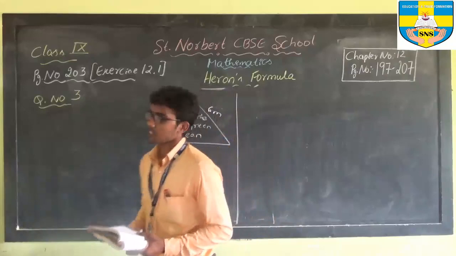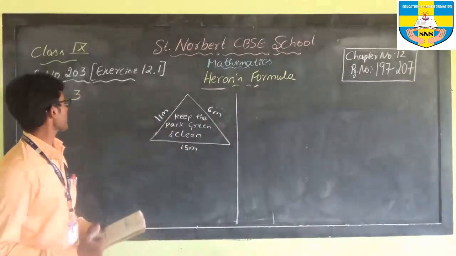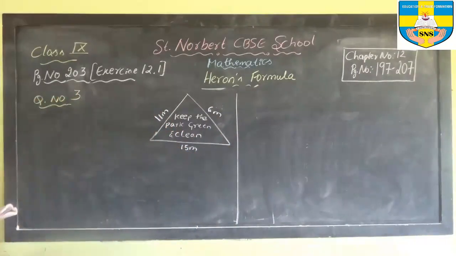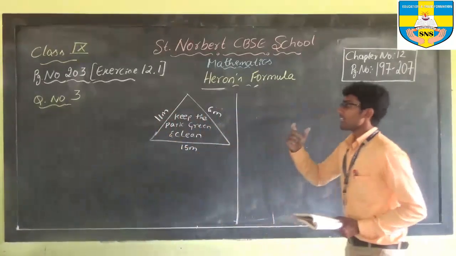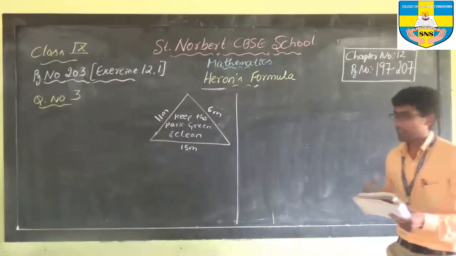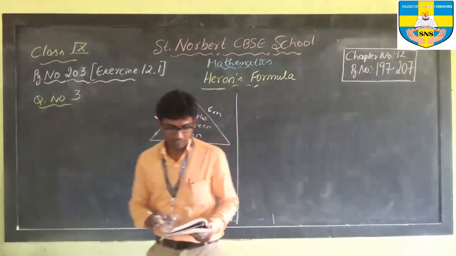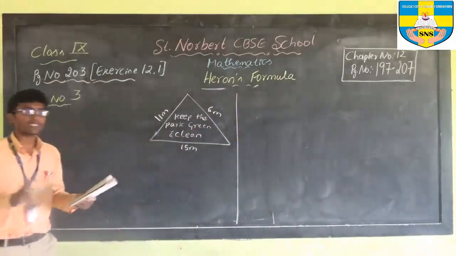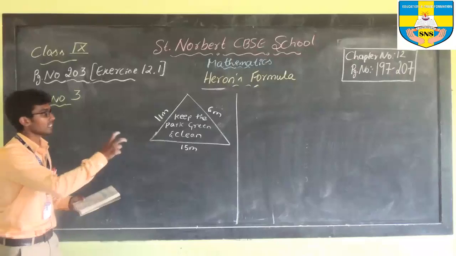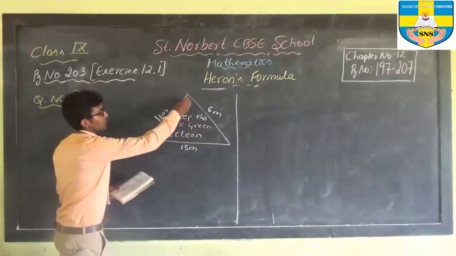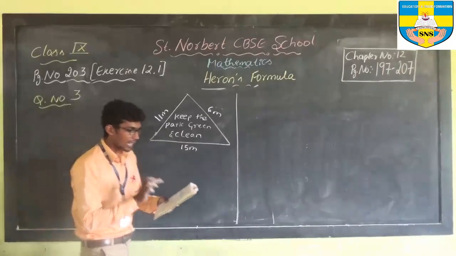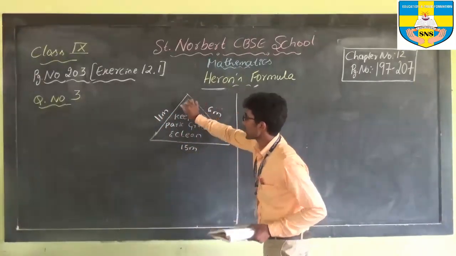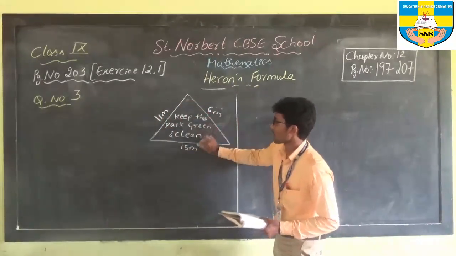Now let us start question number 3 of exercise 12.1 in the Heron's Formula. We are doing class 9 Heron's Formula chapter. When you read the third question, just I'll brief out that question. There is a park. In that park, you can observe a slide. In that portion of the slide, you can write, keep the park green and clean. It is asked in the question, what is the area of this triangle?